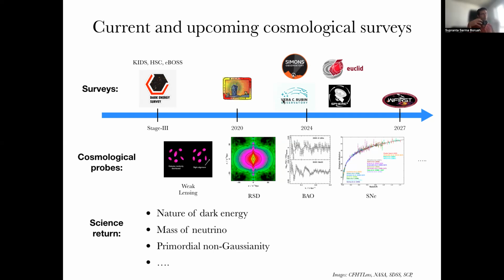So all of these surveys will be probing our universe at an exquisite precision, and it will be probing the universe through a bunch of different cosmological probes like weak lensing and redshift space distortions, baryon acoustic oscillations, and so on. By analyzing the data from all of these different probes, we might be able to say something very interesting about the nature of fundamental physics. For example, what is the nature of dark energy? Is it a cosmological constant, or is there something beyond that? We will also probably be able to measure the total mass of neutrinos, and other surveys like SphereX are going after the primordial non-Gaussianity, which measures the amount of interaction in the very early universe.